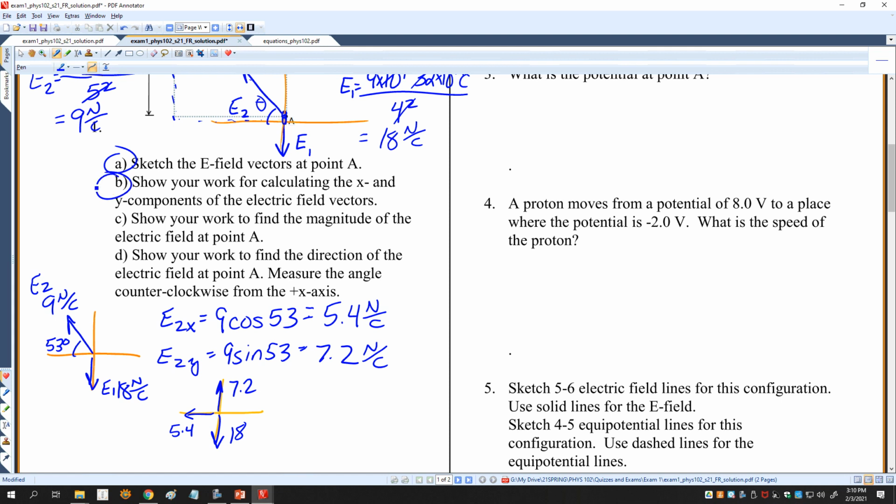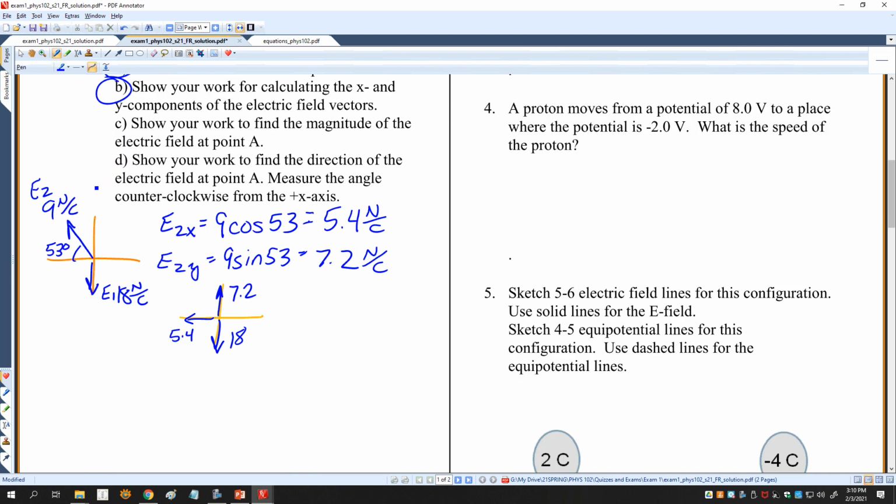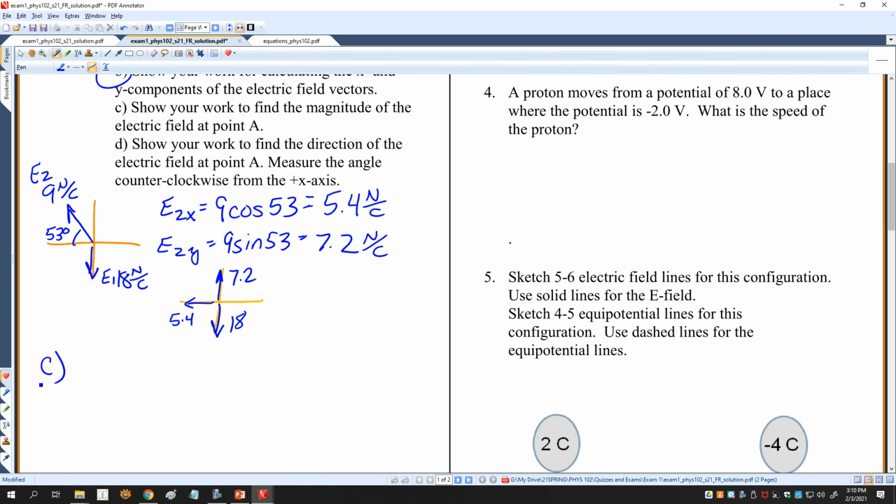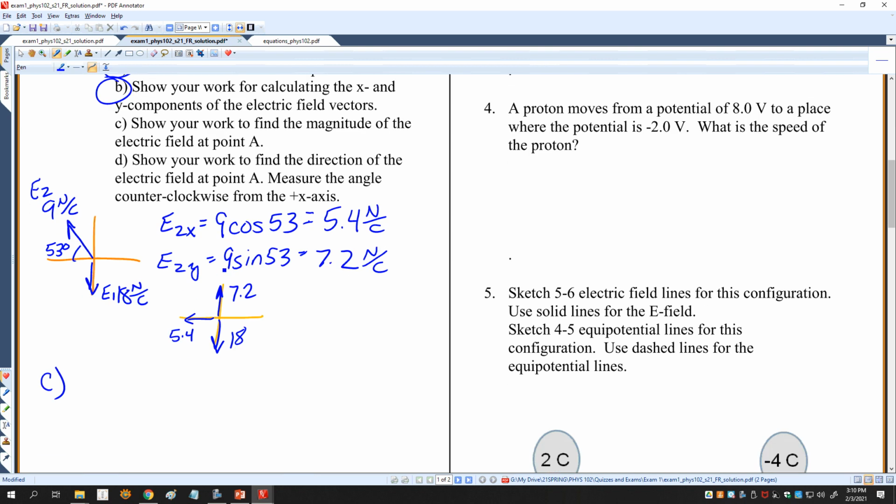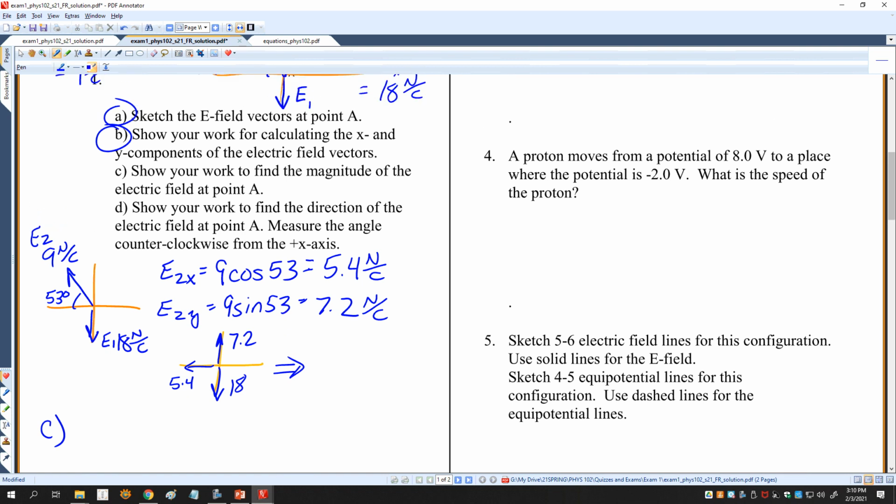Boom, did that. Show your work to find the magnitude of the electric field at point A. So for part C, what I need to do is, actually, no, I'm sorry, I missed a step. So I also have to do this where I find the resultant of these. So my coordinates keep changing colors, don't they? What I do is I only have one vector in the x direction, that's the 5.4. And in the y direction, I have 7.2 minus 18.